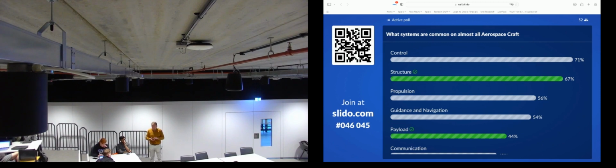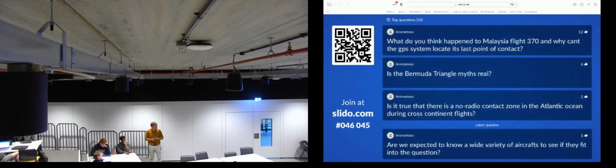Okay, the last one that we'll finish out here before we start, just quickly, after we do our questions, if we have time, will be just our word association again. Oh, that's interesting, live. What do you think happened to Malaysia Flight 370, and why can't we locate it?